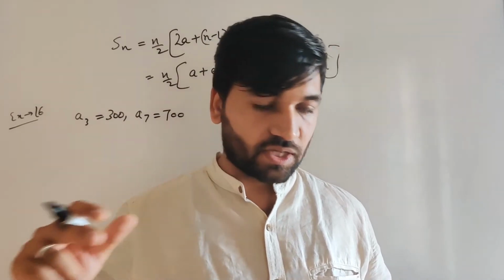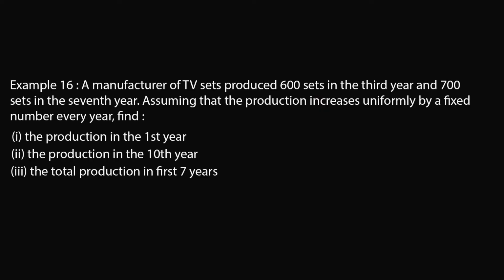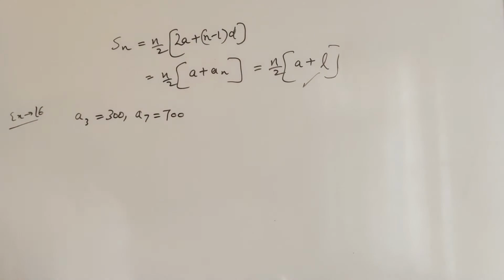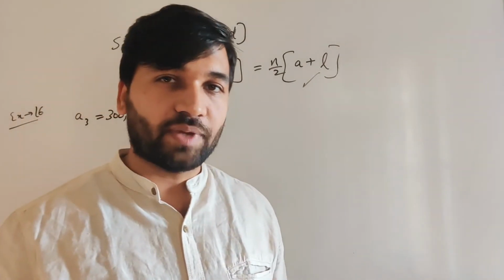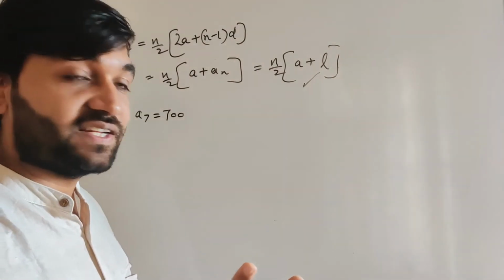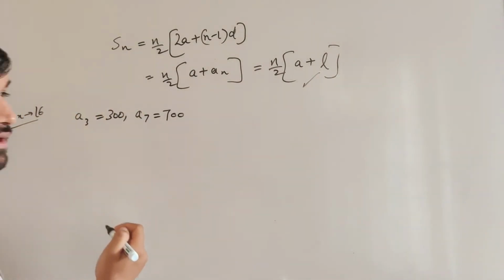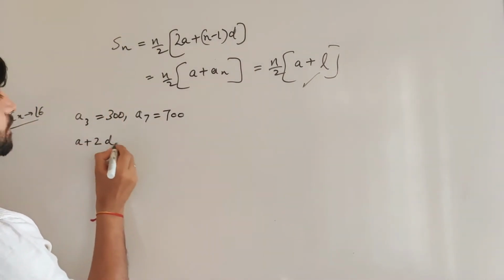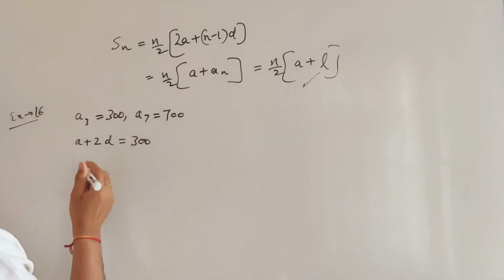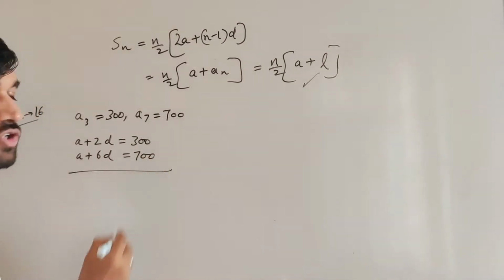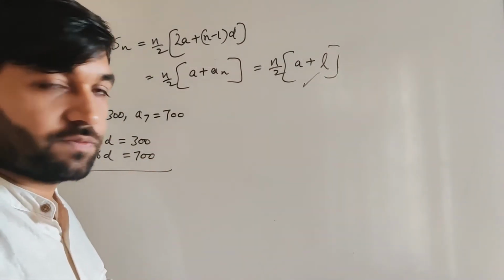Find the production in the first year, meaning they are asking for a. Then the production in the 10th year and the total production in the first 7 years. Using these two, we'll try to find the first term a and the common difference d. These two give you two linear equations in a and d. For A3 we use the nth term formula, a plus n minus 1 into d. So A3 becomes a plus 2d as 600, and A7 becomes a plus 6d as 700. I'll solve them simultaneously using the elimination method.